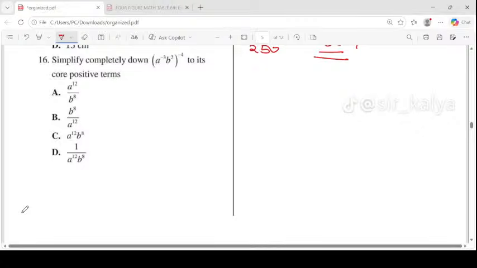So we have a law that says m to the power p, all raised to the power q, can be m to the power pq. You can multiply the powers. So in this case, a to the power negative 3 being multiplied by b to the power 2, all of this to the power of negative 4. We can multiply these powers.